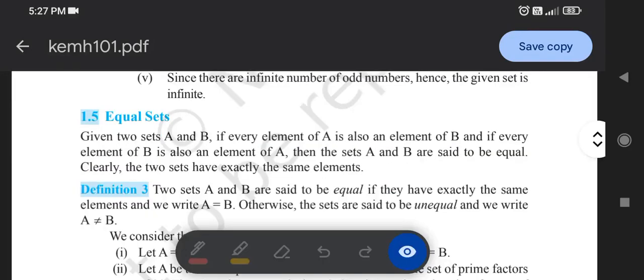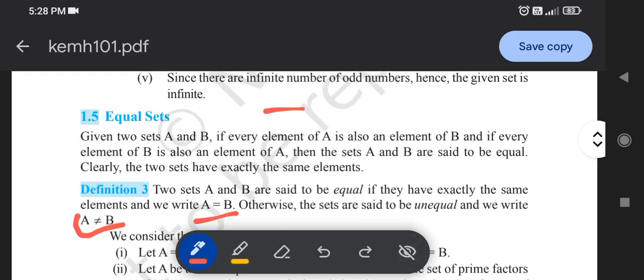Equal sets. Two sets A and B are said to be equal if they have exactly the same elements, and we write A is equal to B. Otherwise, the sets are said to be unequal, and we write A not equal to B.